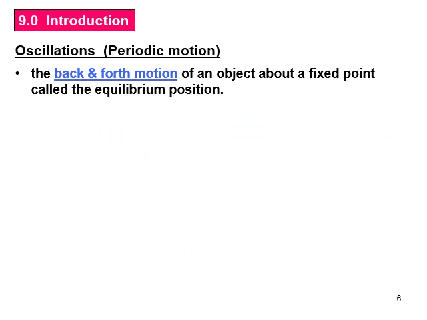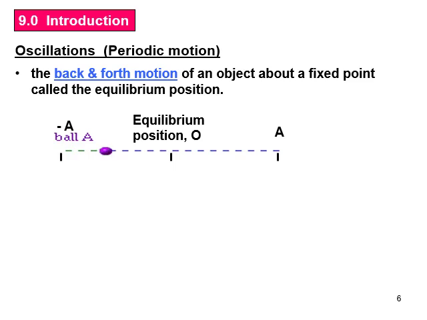Introduction to oscillations. Oscillations, in other words, mean periodic motion. The periodic motion is the back and forth motion of an object about a fixed point called the equilibrium position. As you can see, ball A moves back and forth from position A to negative A, passing through a fixed point. That point, we call it the equilibrium position O.